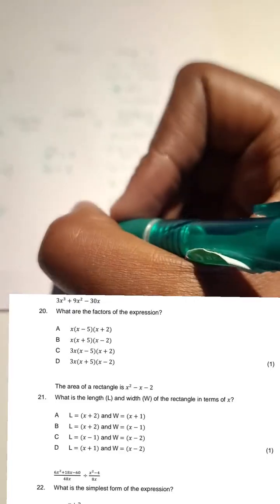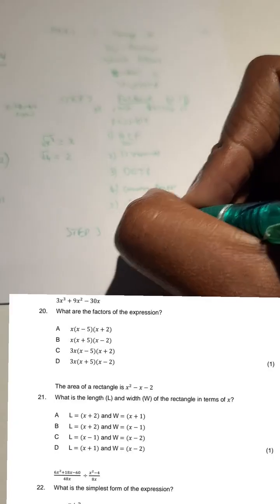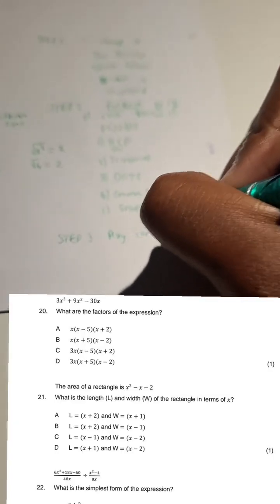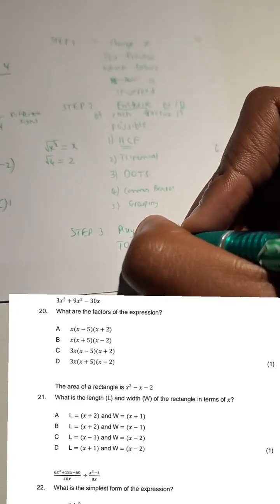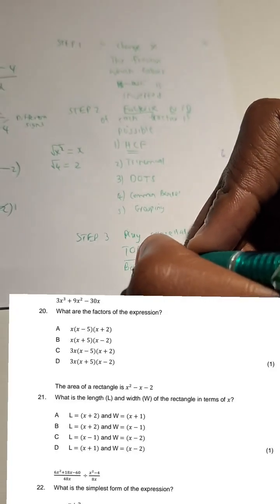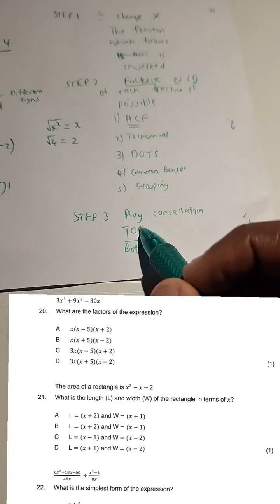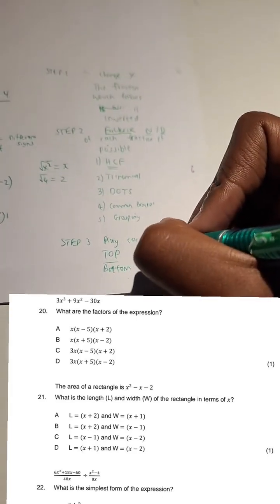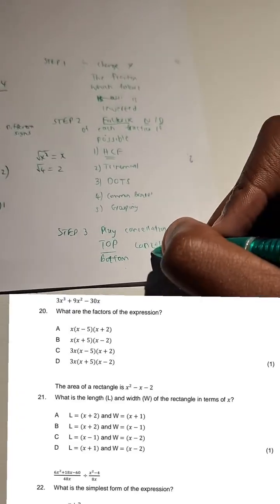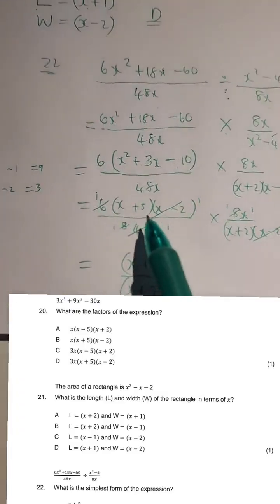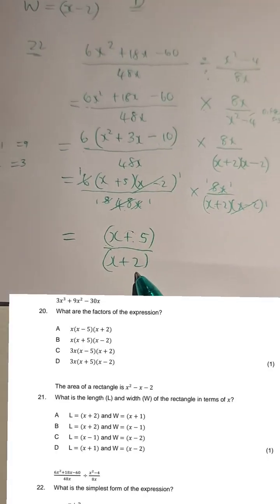After that, step 3, play cancellation game. And cancellation game only applies for top cancel bottom. We don't say top cancel top. No, we say top cancel bottom. Top cancels bottom or bottom cancels top. Please, guys. All right. So that is why here after simplification, I get x plus 5 over x plus 2.